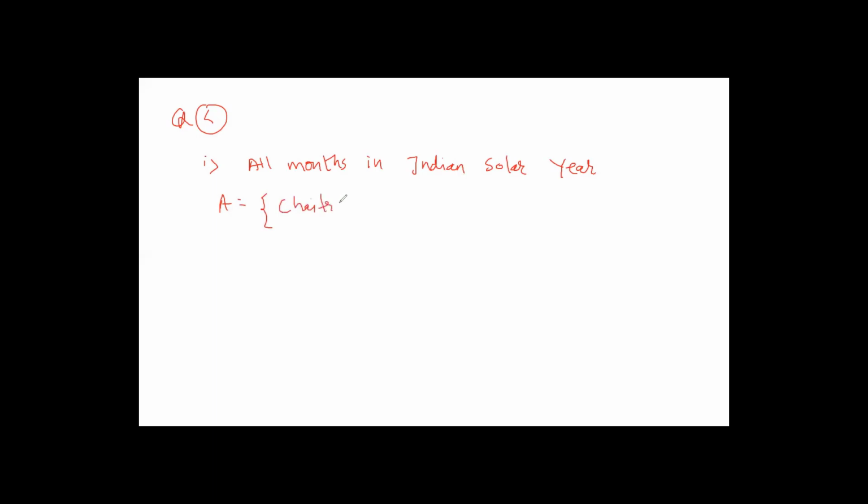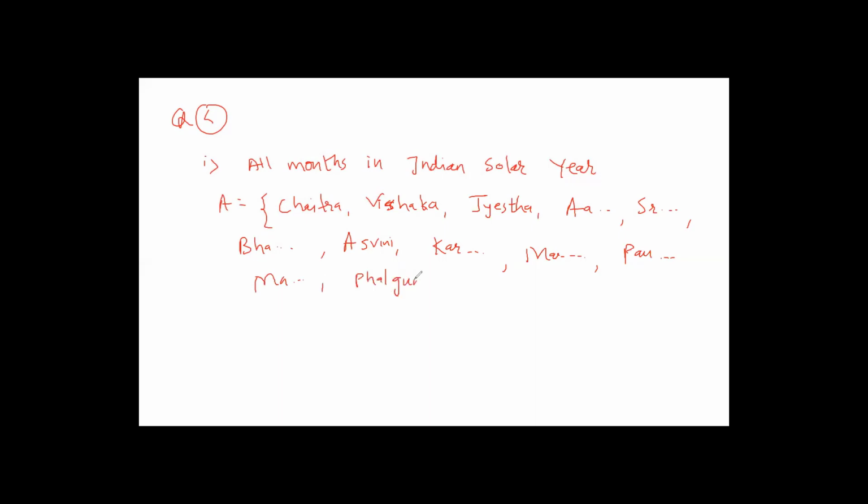Chaitra, Vaishakh, Jyeshtha, Ashadha, Shravan, Bhadrapada, Ashwin, Kartik, Margashirsha, Paush, Magh, Falgun. These are the months in the Indian solar year.